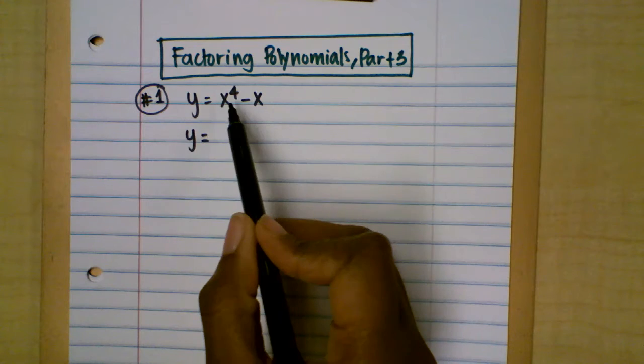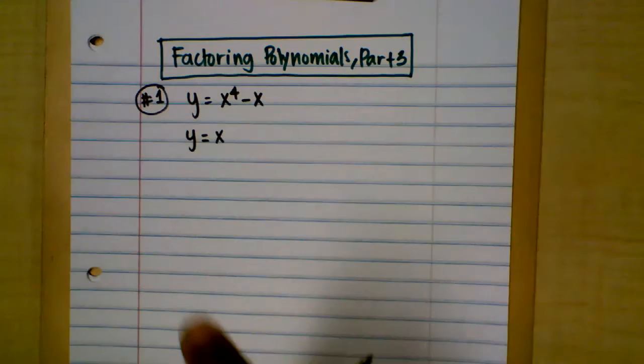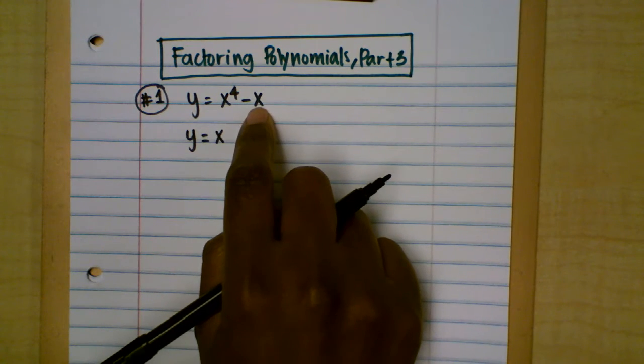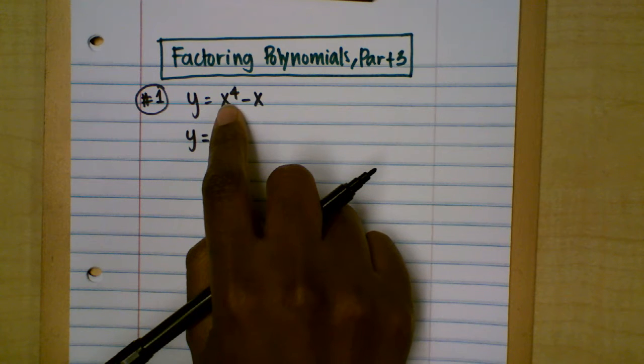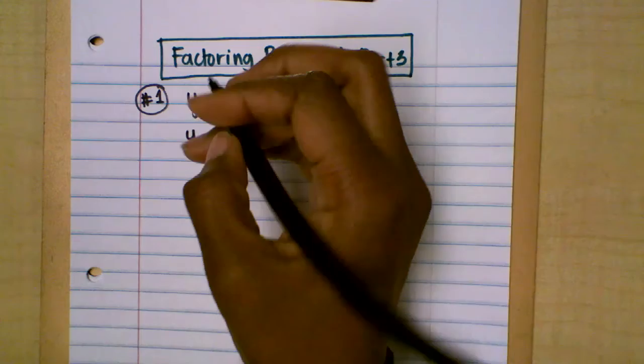So what is the greatest common factor between x to the fourth power and x? Okay, you're right, it's x. So you're going to write x here. Why? Because you have a factor of x in x, and a factor of x in x to the fourth power. So there's one factor of x in each, so I can pull it out.